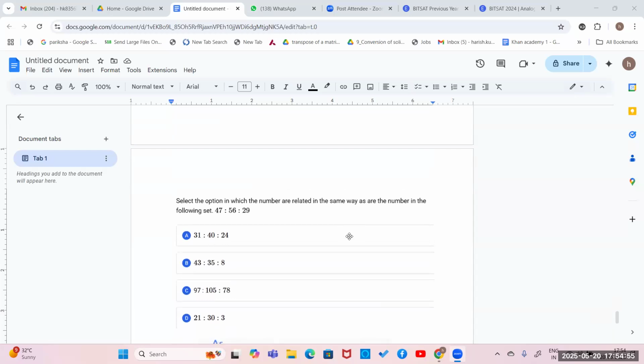Okay, do this one. Select the option in which... This is a very good question, guys. You need to be very observant to solve this question. So try this question. I'll give you 3-4 minutes if you want to try it.